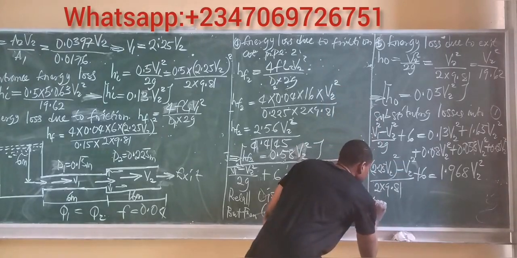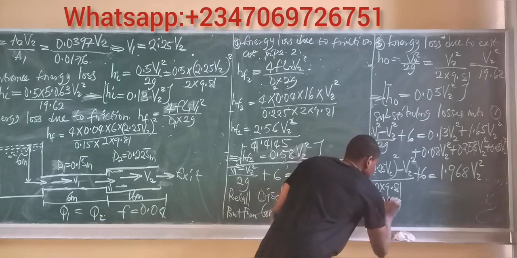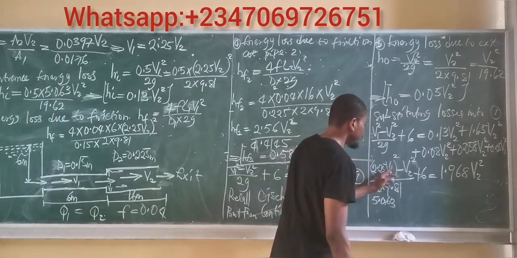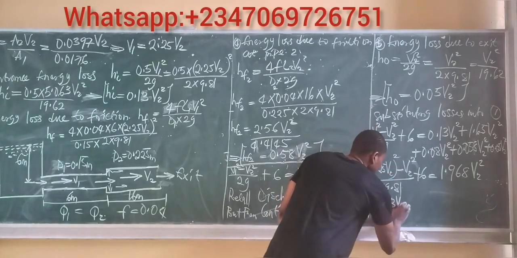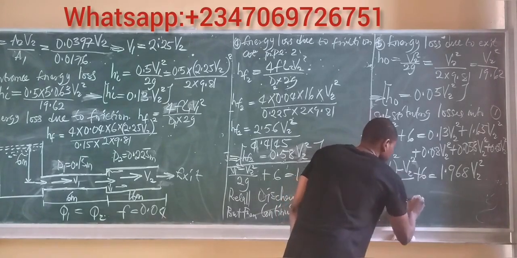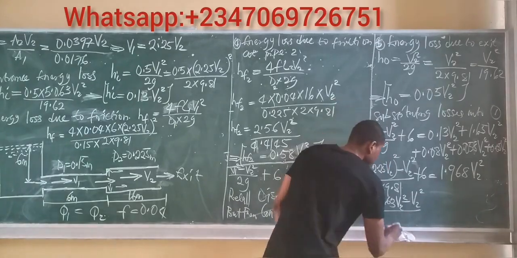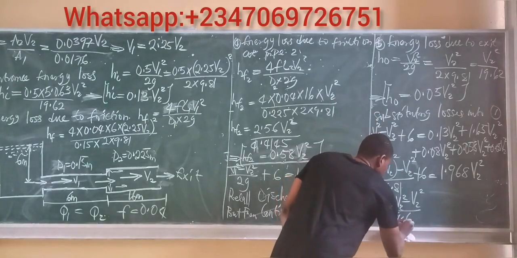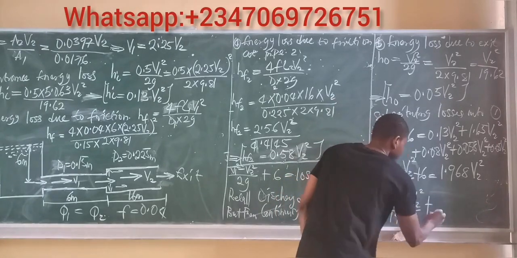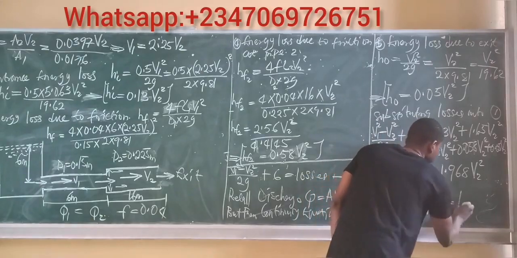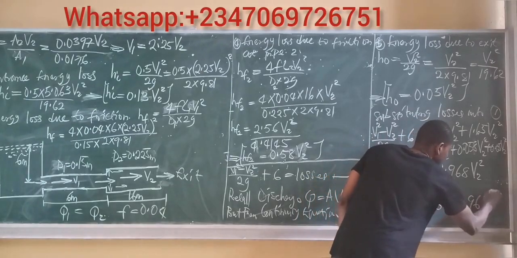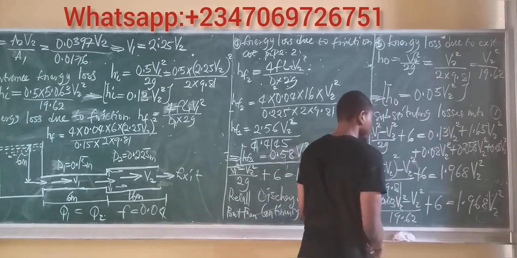We have 5.063. Remember V squared as well. V2 squared minus V2 squared here, all over 2 times 9.81 gives us 19.62, plus 6, and this is equal to 1.968 V2 squared. So you have this.